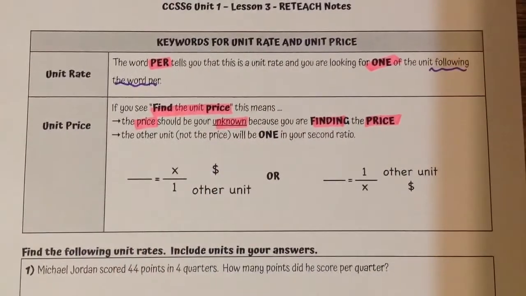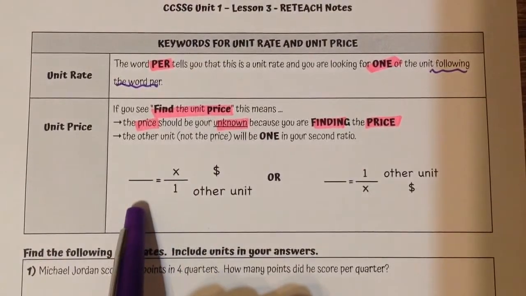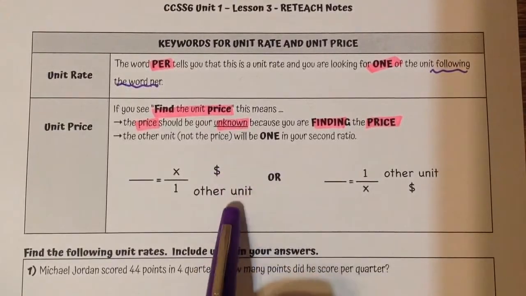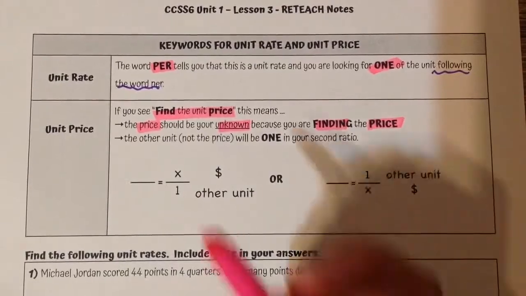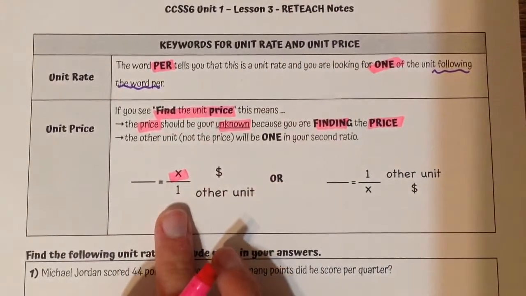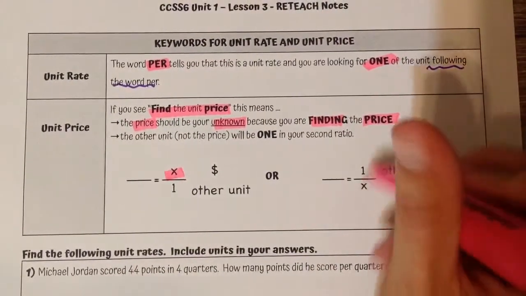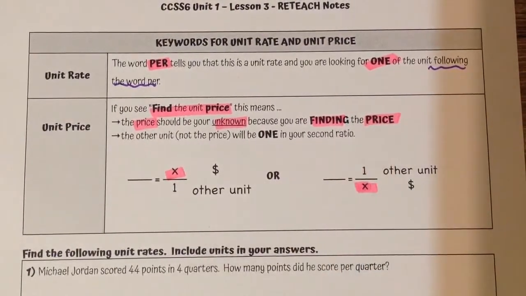The other unit that is not the price will be the one in your second ratio. So, for example, when it's set up, you're going to have that initial ratio, however it's given to you in the problem. It's possible that maybe you have your money on top and the other unit is on the bottom. That would mean your X goes where the money is because that is our unknown. And the 1 goes in the other spot in the ratio for the other unit. Same thing, even if you had the money on the bottom, then your X would go on the bottom because your money is the unknown, and the 1 goes on top.